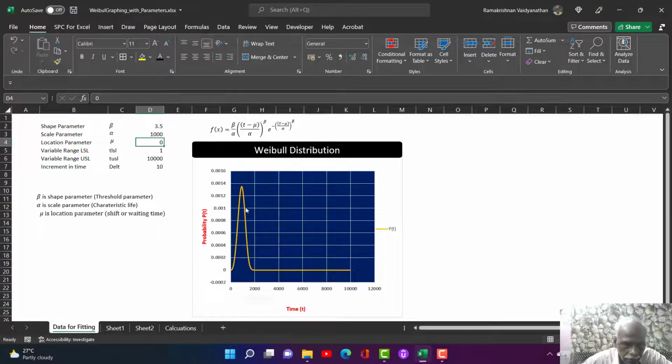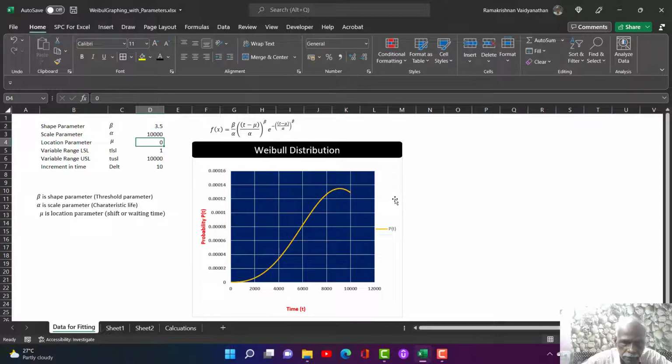Please note here, the mean value changes. The characteristic value changes here. And then I'll make it 5000 here. The characteristic life changes here. Okay, I'll make it 10,000. See, it is shifting to the right here. The mean characteristic life changes. I'll make it 5000 here.